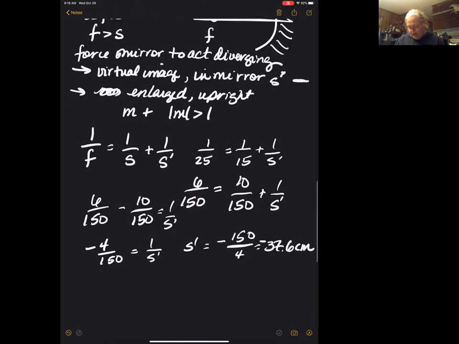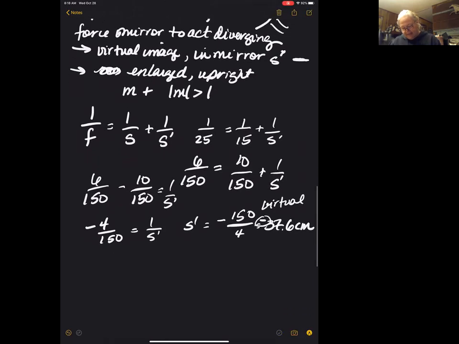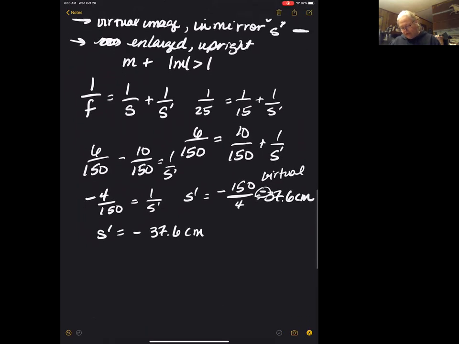Okay. So, and it's negative. The negative tells me that it's a virtual image. So that's my S prime. Okay. So we'll just leave it like that. And that may not be the right number, but you can work it out with your calculator.